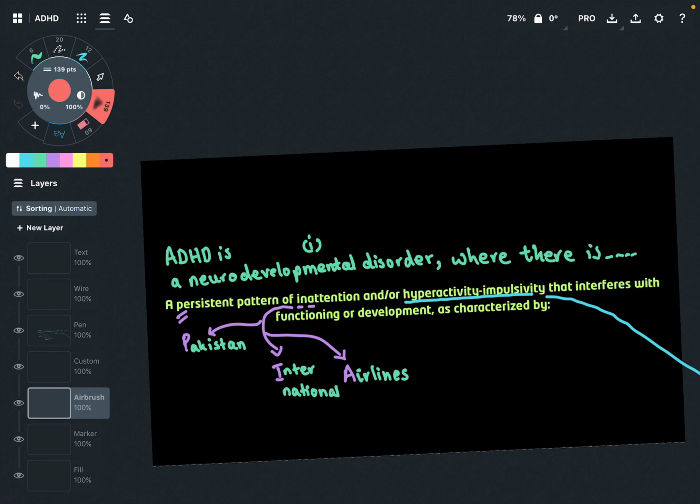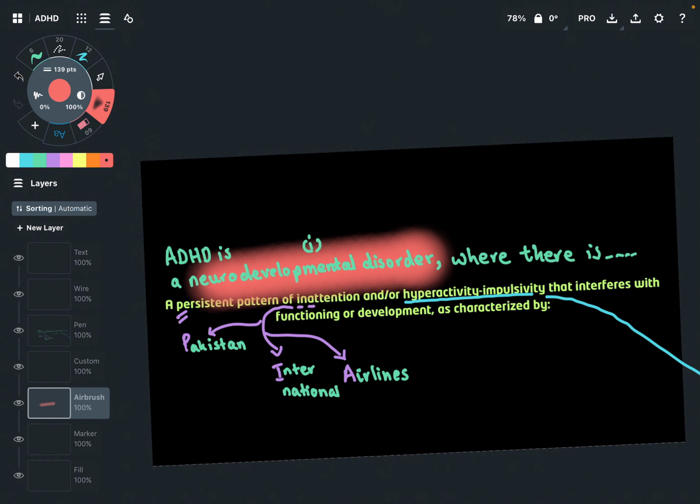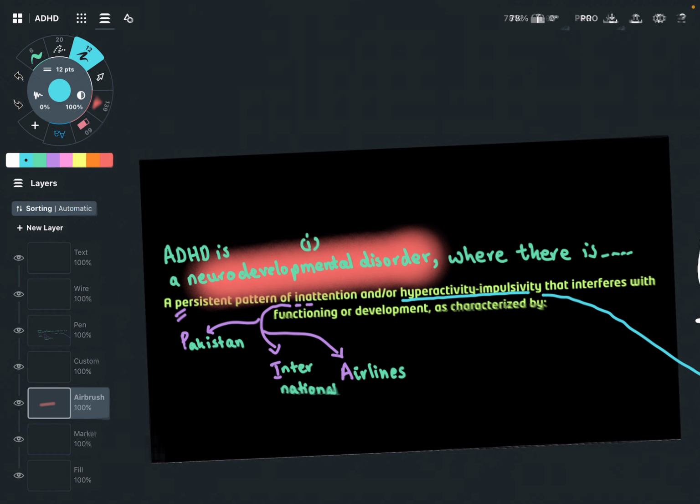So just to repeat, ADHD is a neurodevelopmental disorder where there is a persistent pattern of inattention and or hyperactivity impulsivity that interferes with functioning or development, as characterized by the following, which we will discuss later on. So just for you to remember, the mnemonic is Pakistan International Airlines. P for persistent, I for inattention, and the attention part is airlines.